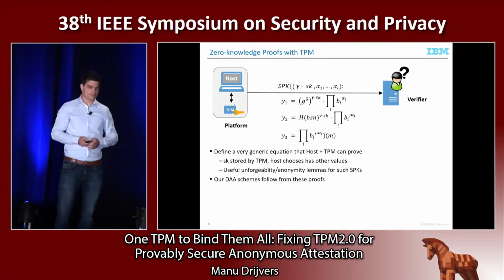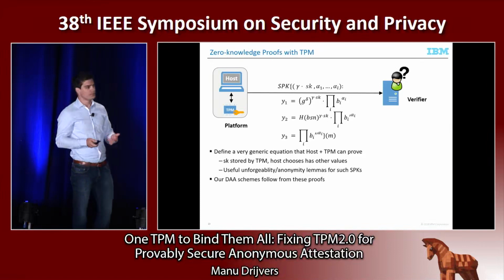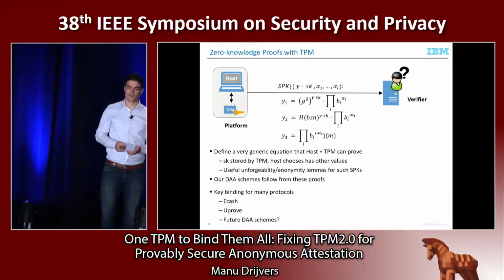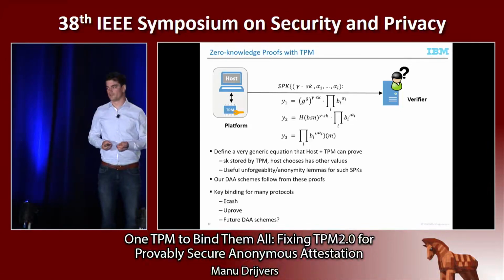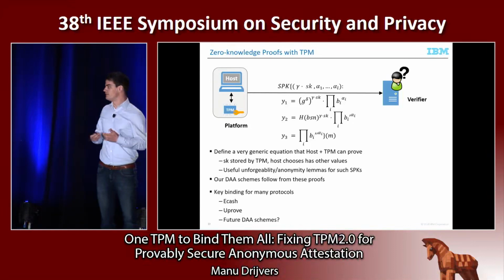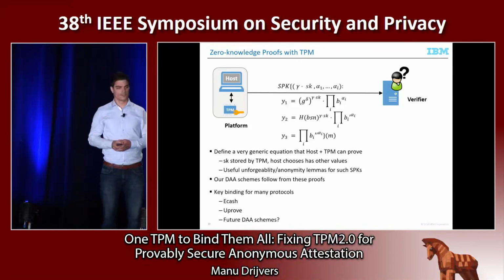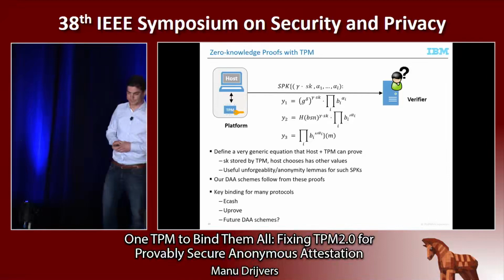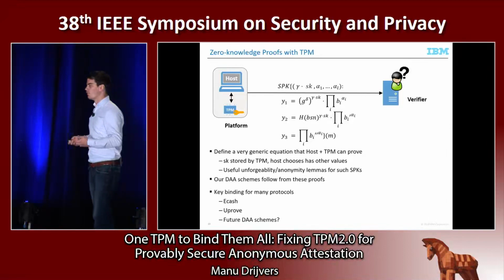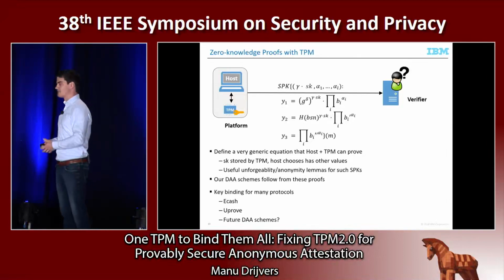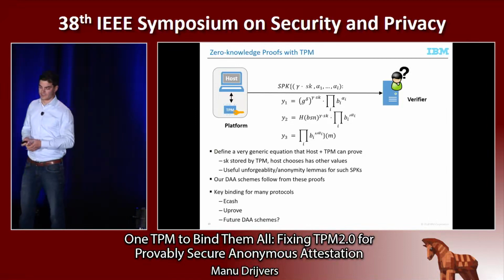And actually, because it's so generic, we can do even more than that. So we looked at other protocols where you have a key that you want to keep secure and that you need to use to make zero-knowledge proofs. And eCash is an example of that. So in eCash, you have a wallet of digital money protected by some secret key. And of course, you want to keep that secret key secure.